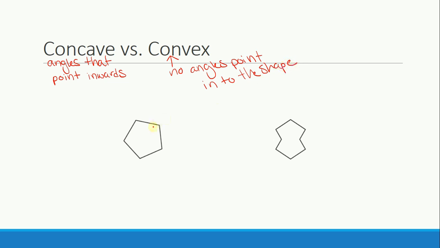So if I look on this shape here, notice how each of my angles, they're all pointing outwards, not pointing in. This would be a convex shape. Concave, notice how these two angles kind of look like they're pointing in. This would be concave. A good way to remember that this is a concave polygon is that it is caving in. It looks like it's been pushed in on two sides.